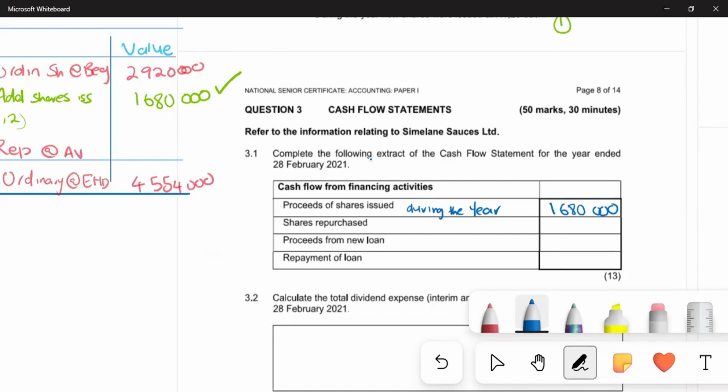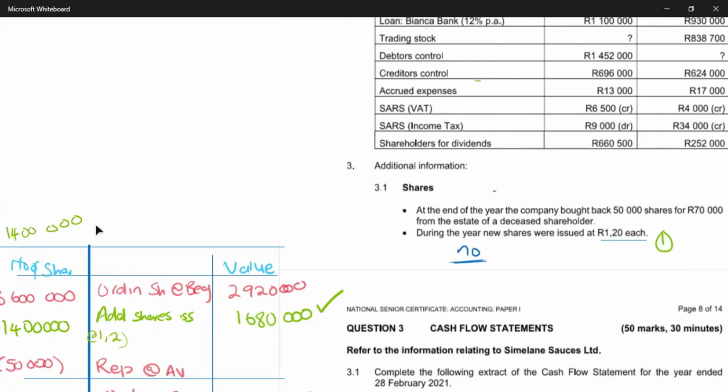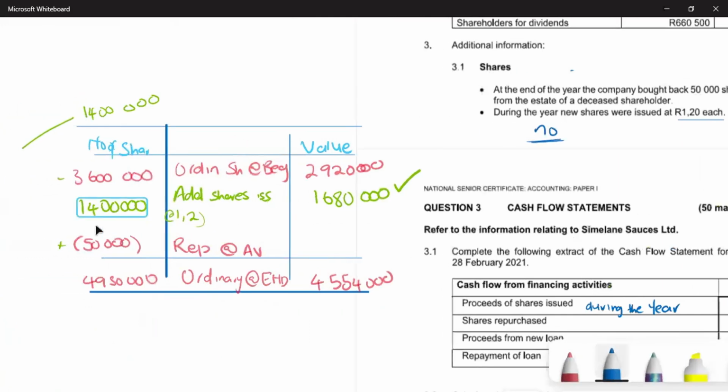Now, in a nutshell, as you can see, they gave us the price for each share with regards to these shares which were issued during the year. And if that's the case, always, you would need to prepare your ordinary share capital account in order to determine the number, because here the only thing that we didn't have is the number of those shares which were issued during the year. How would you be able to determine those shares? Always, you would need to prepare your ordinary share capital account, just like we did here, making use of the information you're given.